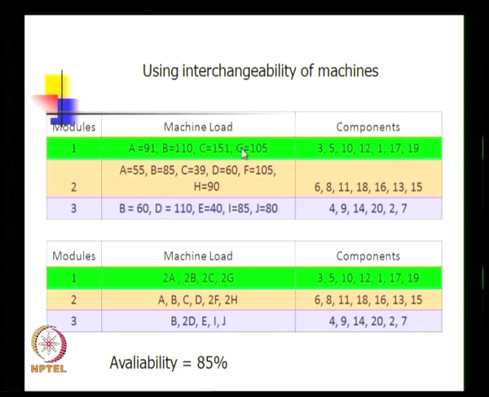We get a solution which is like this: A, B, C, G, which makes these components; A, B, C, D, F, H, which makes these components; and B, D, E, I, J, which makes these components. So, there are 3 modules or 3 cells that we make. The first cell has 4 machine types, which makes 7 components. The second cell has 6 machine types, it makes 7 components. The third cell has 5 machine types, which makes 6 components. So, we come to this solution.